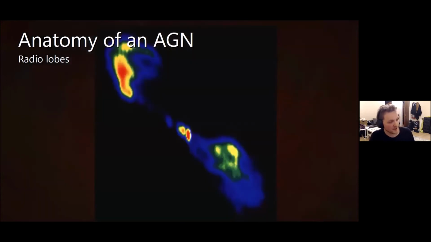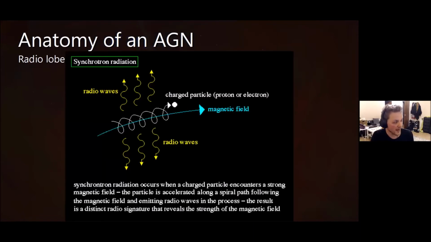Same galaxy, but now only viewed in radio, and you can very easily see that the rest of the galaxy is not very emissive. There's not a lot of radio emission, but it's especially in the jets. And this emission from the jets is caused by something called synchrotron radiation.